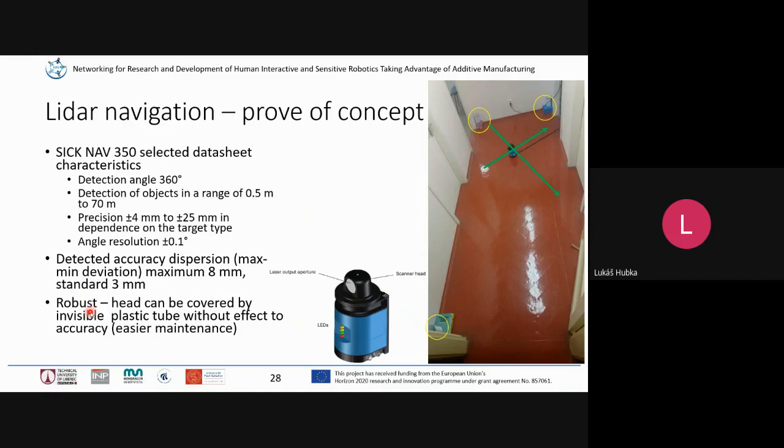You can imagine how it is on some building site. There is some dust and so on, some influence of the weather. So we wanted to cover the head with some tube, and fortunately it's not a problem to do it. So this seems like the right way to realize the measurement in our case.